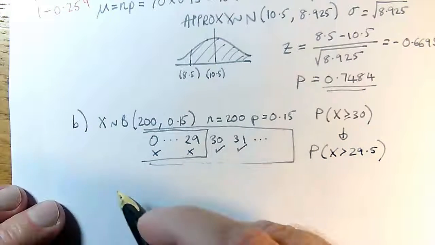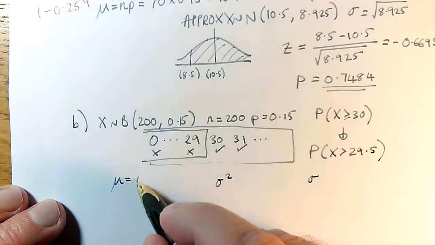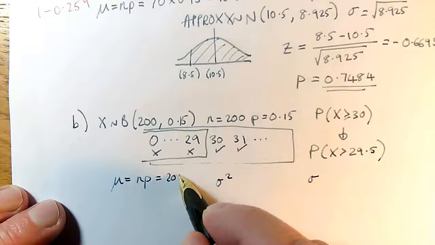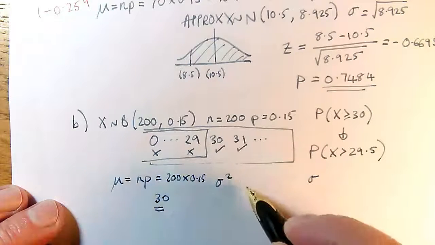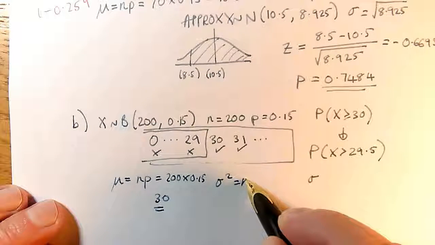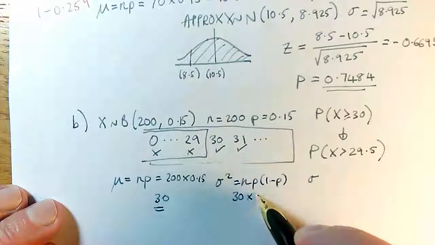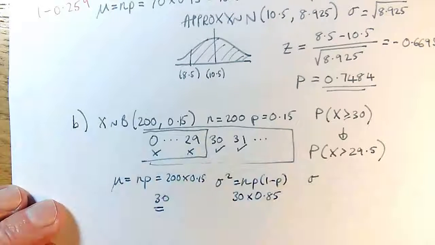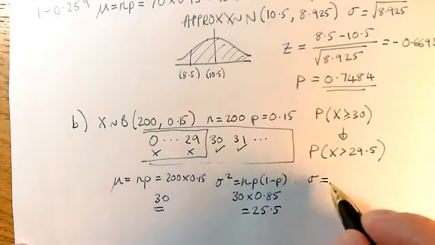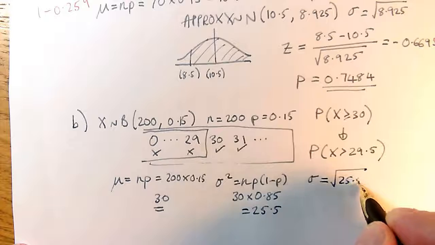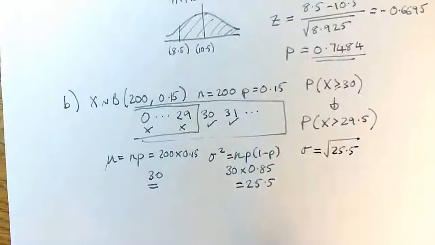Okay, I haven't set up my normal distribution yet, so let's get a mu, let's get a sigma squared, let's get a sigma. So my mu is NP, which is 200 times 0.15, which is 30. My sigma squared equals NP(1 minus P), which is 30 times 1 minus the probability, which is 0.85, which gives me 25.5 for sigma squared, but I'm much more interested in sigma, which is the square root of 25.5. Okay, and I know this is a normal distribution, so I'm ready to work out my normal probability.